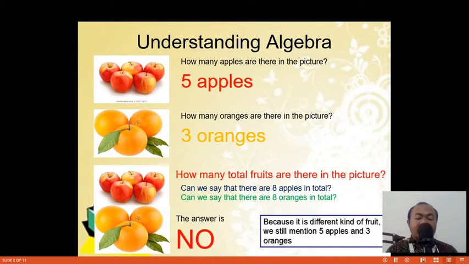Apple and orange. You cannot say the total of both fruits is 8 apples or 8 oranges. If people ask you what is the total of the fruit, you still answer 5 apples and 3 oranges. Remember, you cannot combine them because the kind of the fruit was different.